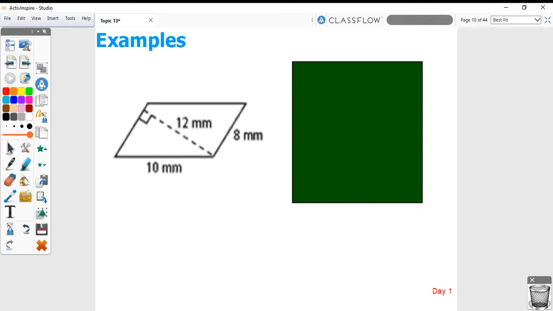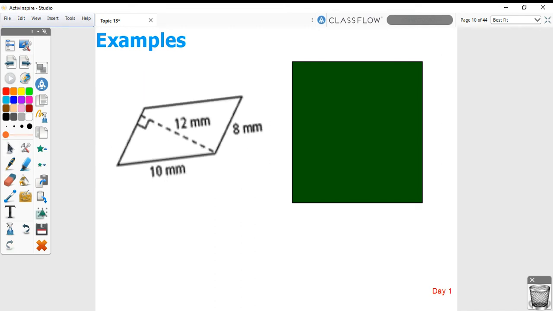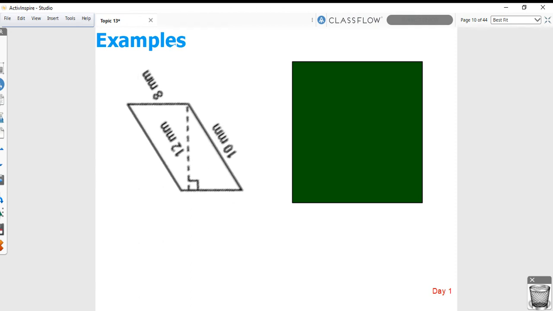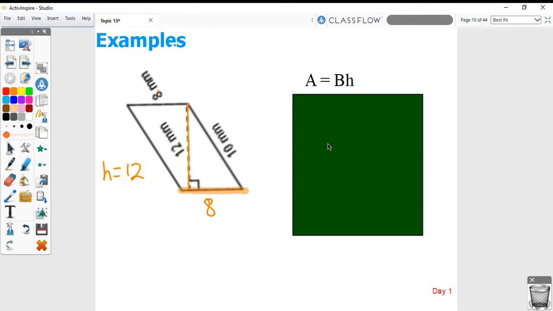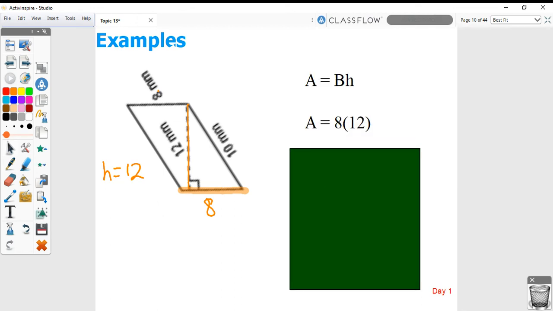What if we took this parallelogram and we turned it up like this? And when you turn it up like that, you can clearly see that this line right here is dropped straight down. So your height is going to be 12. And your base would be this one right here. And your base would be 8 because it matches the other side right here. Okay, so when you're multiplying base times height, it's 8 times 12.